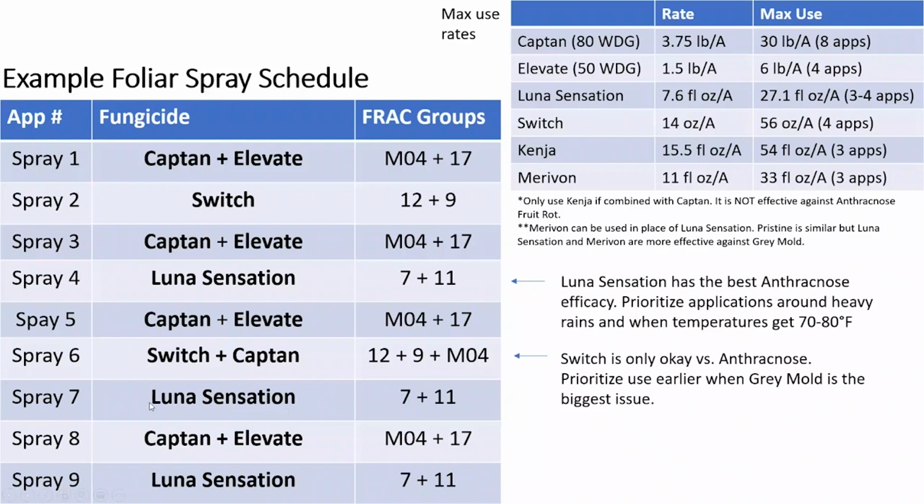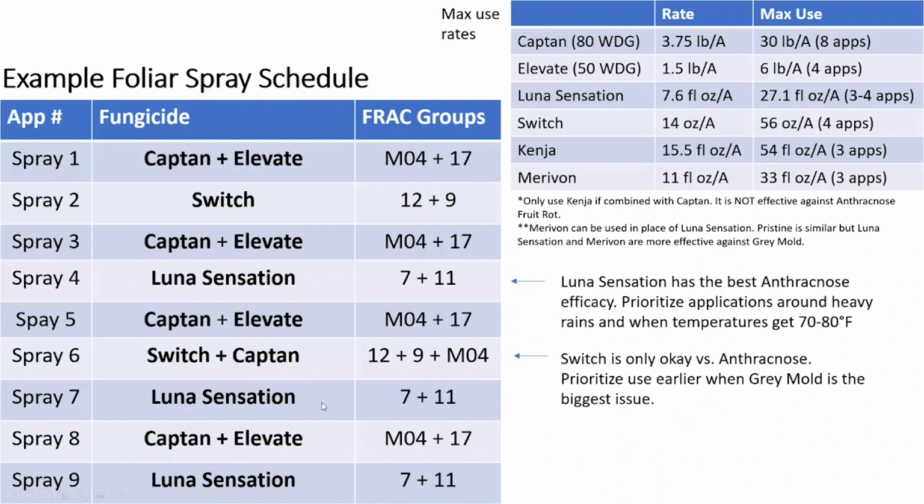And honestly, at this time of the year, if we had another option besides a group 11, that's probably what we would go with over and over again. We did a Cap 10 and Elevate here. You could also just throw in a Switch and Switch plus Cap 10 again. We actually had one more application of Cap 10 left, and then we had another application of Switch. So that would probably even be the better option, is Cap 10 plus Switch, and then a Luna Sensation to end it out with. So you can see we rotated every single time.